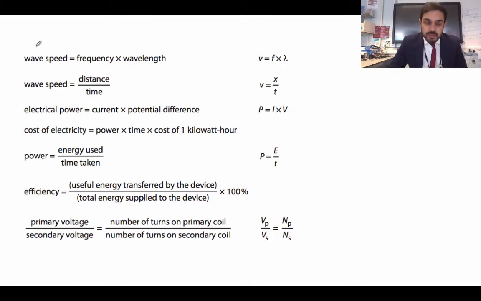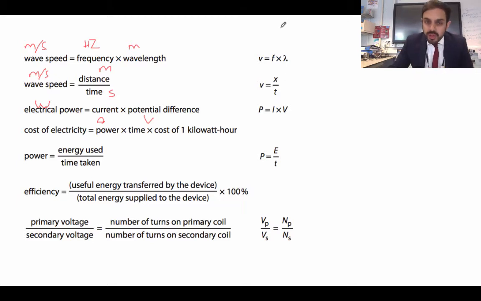You do, however, need to memorize the units. So, wave speed is measured in meters per second. Frequency is measured in hertz. Wavelength in meters. Wave speed, meters per second. Distance, meters. Time, seconds. Power is in watts. Current is in amps. Voltage, potential difference, is in volts. Potential difference and voltage mean the same thing.